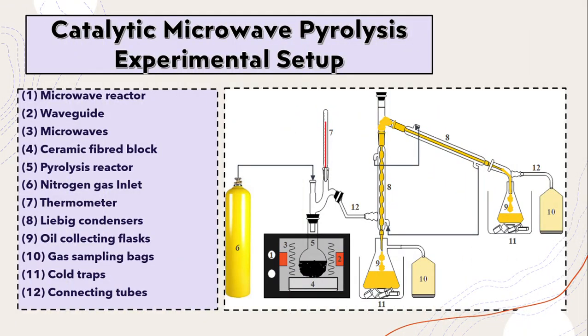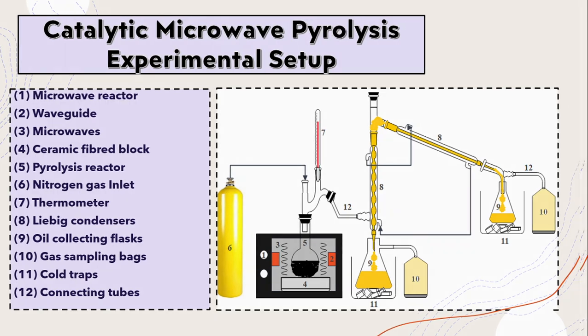Here is the catalytic microwave pyrolysis experiment setup that we use for our research work. It consists of many components like the microwave reactor, waveguide, microwave, ceramic fiber block, pyrolysis reactor, nitrogen gas inlet, thermometer, Liebig condenser, oil collecting flask, gas sampling bag, cold traps, and connecting tubes.